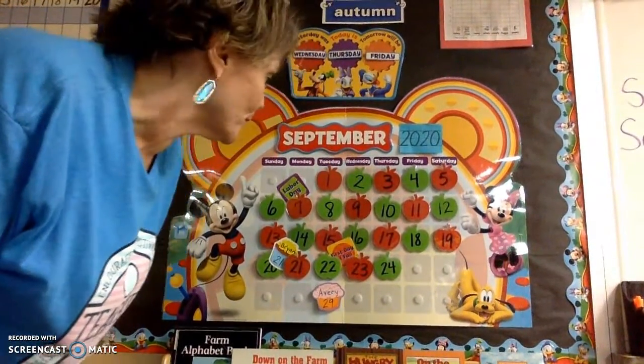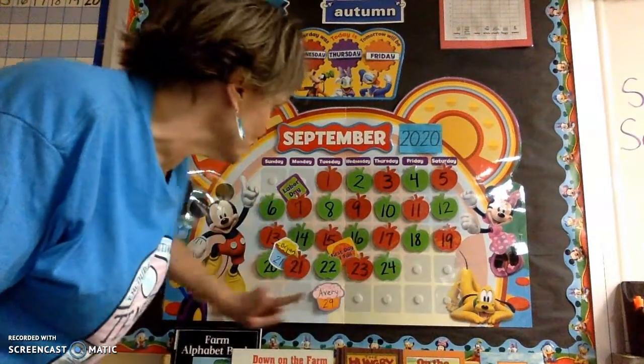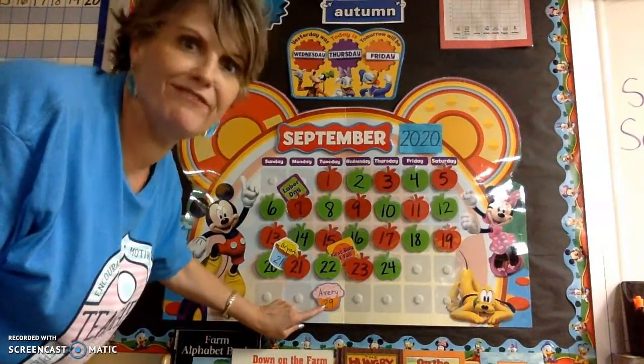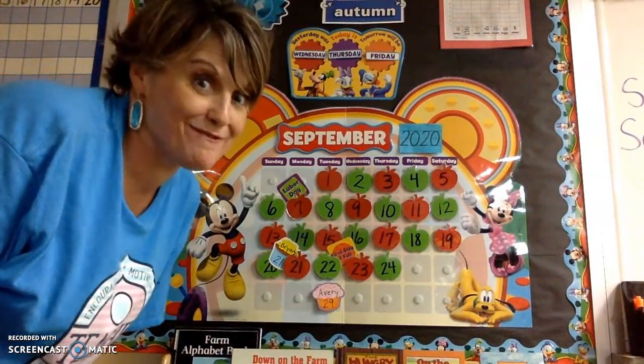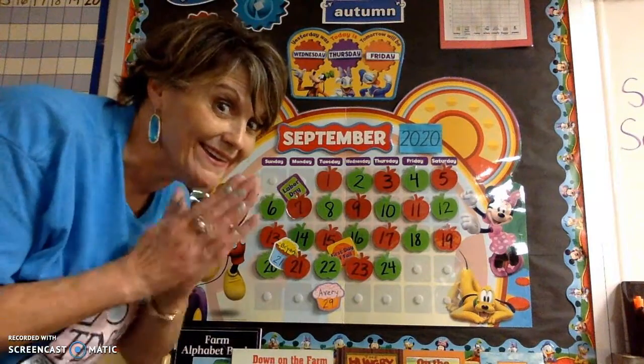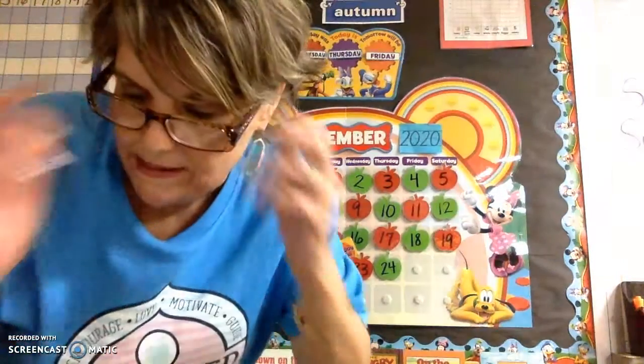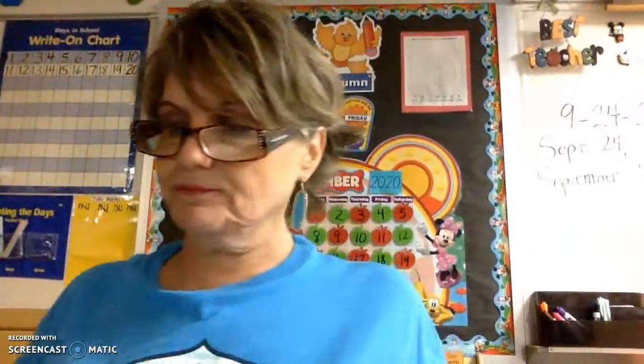Oh, you know what? I keep forgetting. Here we go. We're going to look at our calendar real quick, and we're going to count and see how many days Avery has until her birthday. 1, 2, 3, 4, 5 days until Avery's birthday. Yay! Avery, 5 more days. That's all.